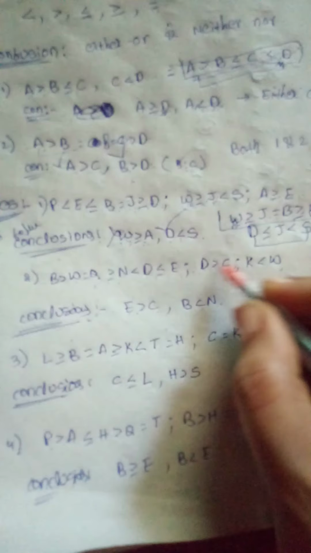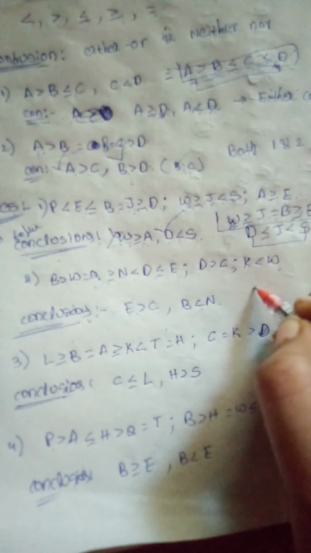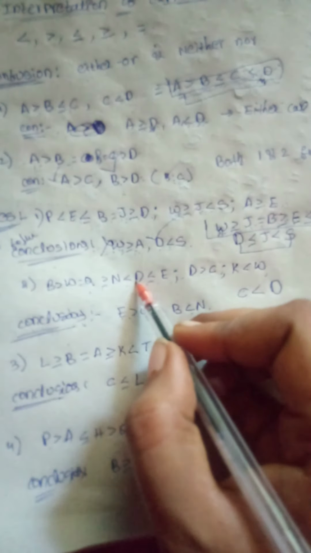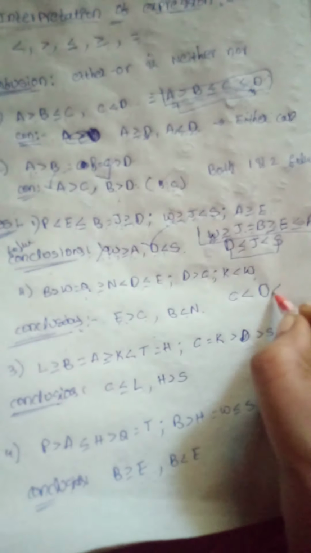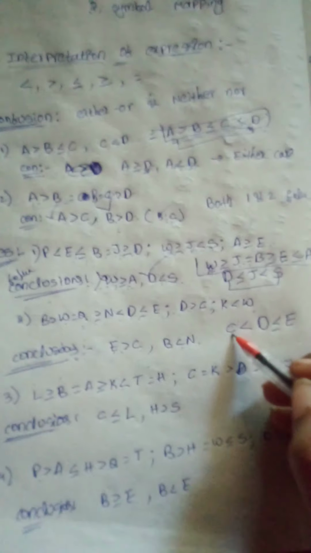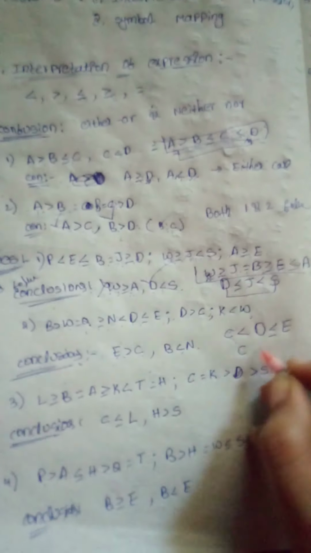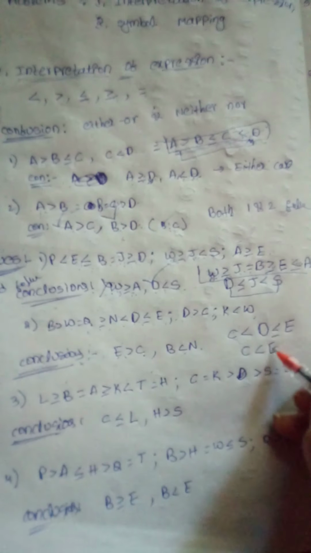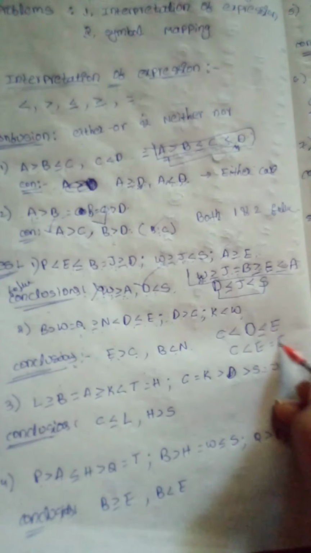That means we clearly say that from the second equation C is less than D, and next from the first equation D is less than or equal to E. So from these given equations you clearly say that D is less than E. That means E is greater than C. So the first one is true.